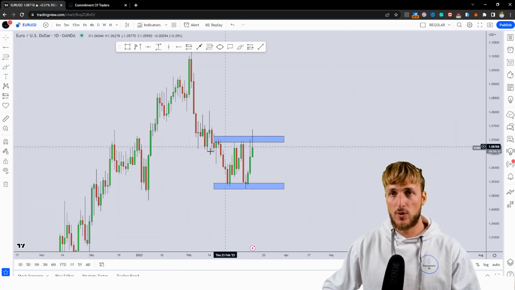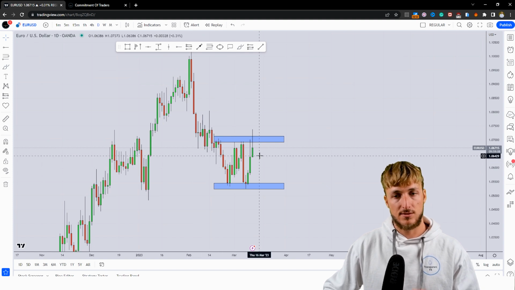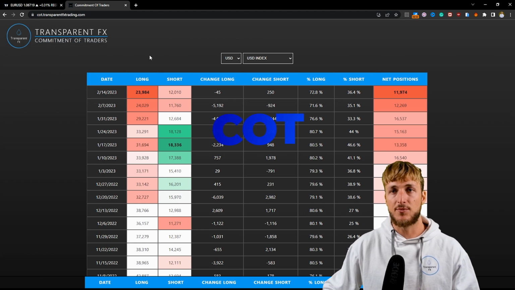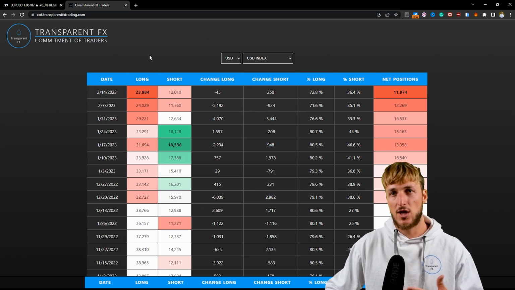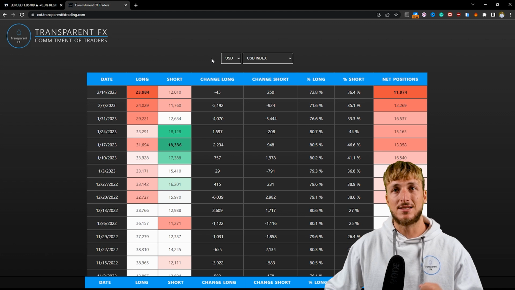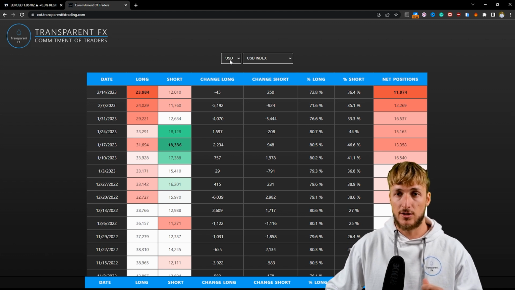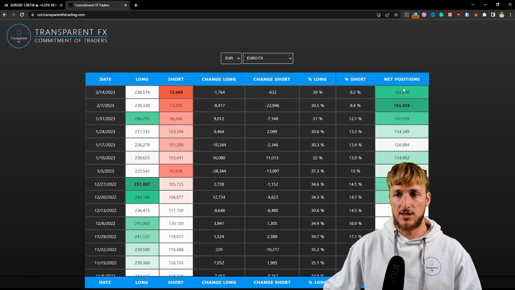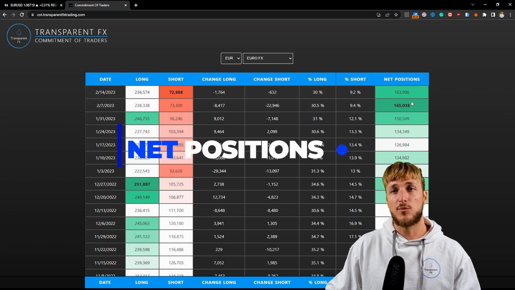However, before we continue now deeper into analysis from a daily perspective, let's first go and see what we have when it comes to the commitment of traders, so the COT data, which is what the non-commercials, so the biggest speculators in the market are doing. Now, first of all, let's check the euro. Now, what we can see here is that with the last reports on the euro, net positions have been increased.